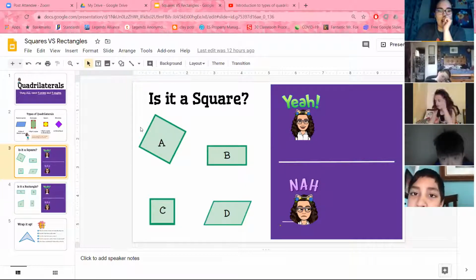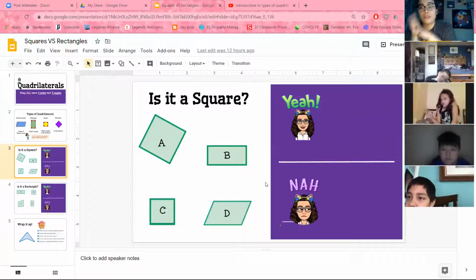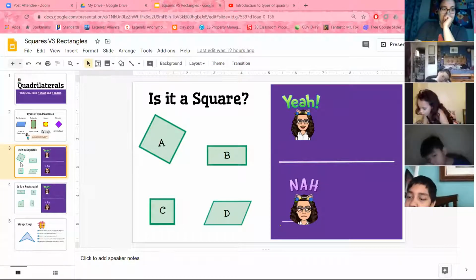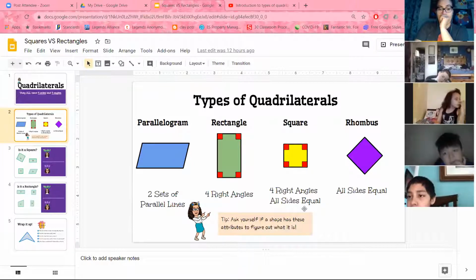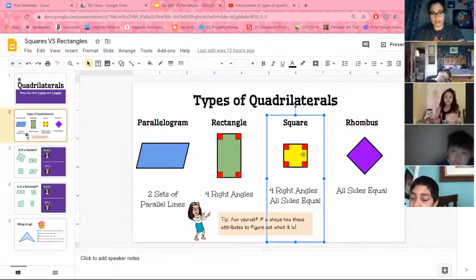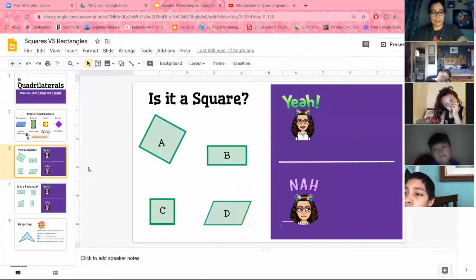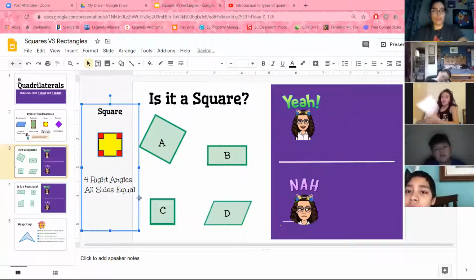All right. So I have four quadrilaterals, 4 parallelograms. And we are trying to find the difference between squares and rectangles. So let's look back at our attributes. A square needs to have 4 right angles and all sides need to be equal. So what I'm going to do is copy this and paste it so that you can look at it. And we are going to sort this.